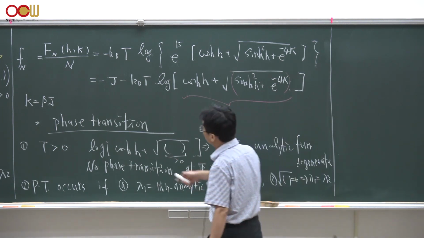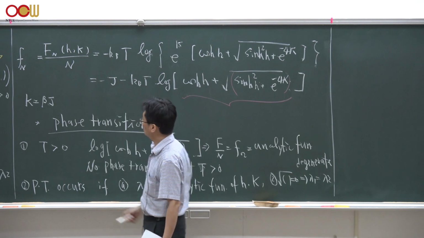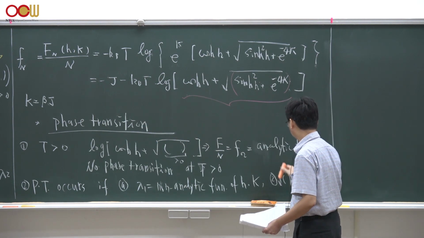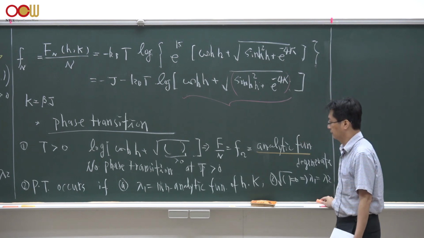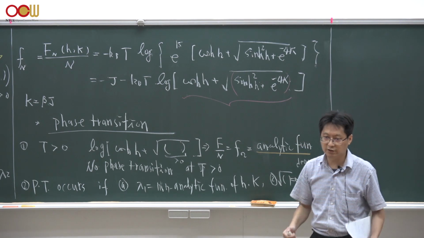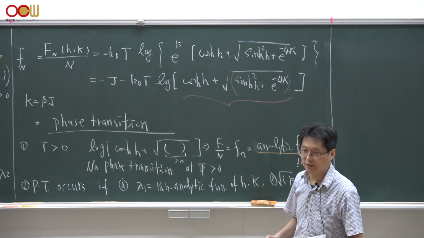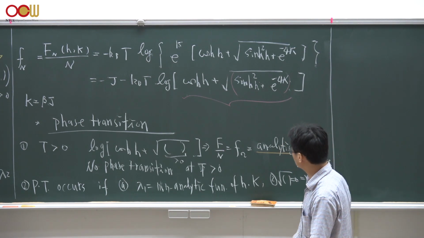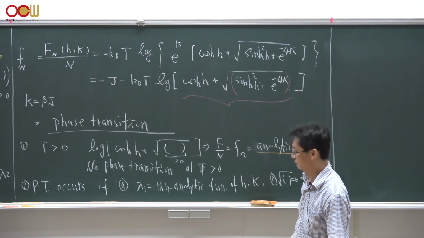So this bulk free energy density, little f_n here, is perfectly analytic. This is a perfect analytic function of h and k. So from our earlier statement, the principle of a phase transition tells us that there's no phase transition, because this little f is an analytic function.